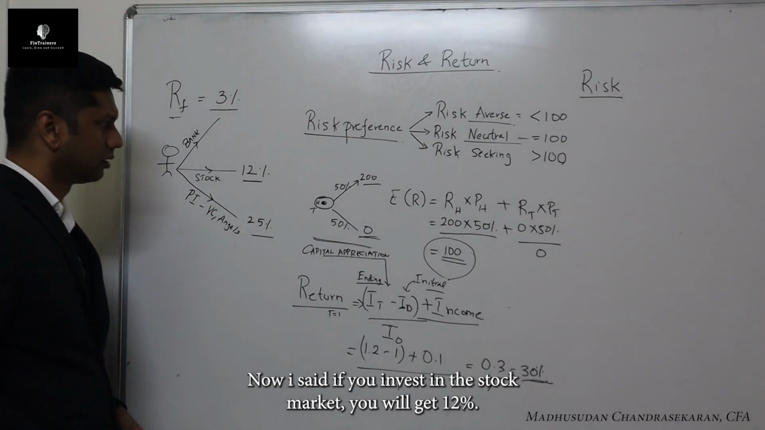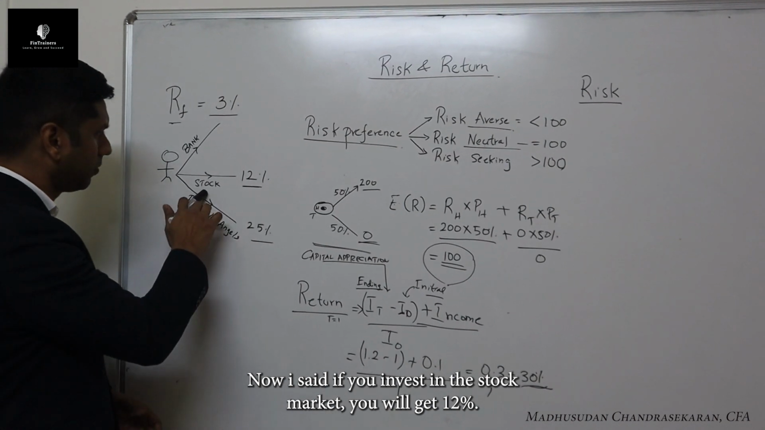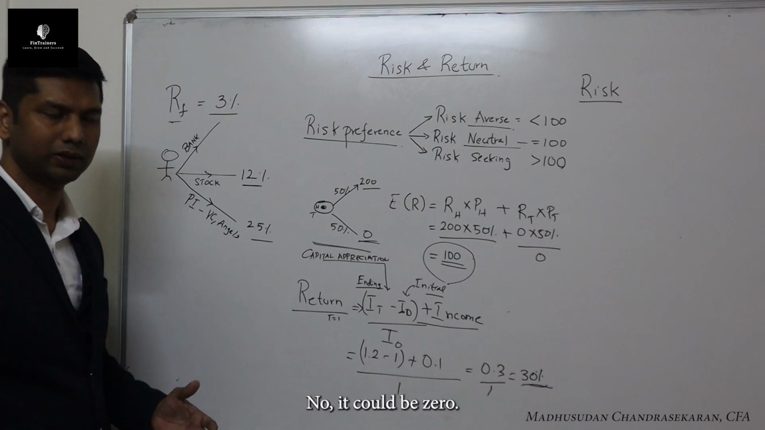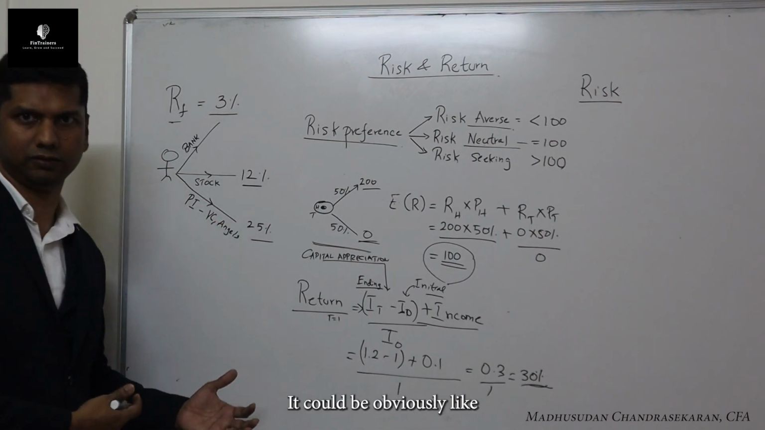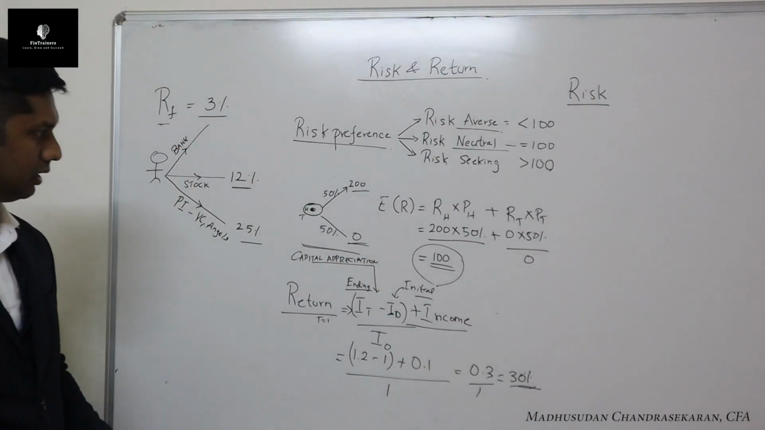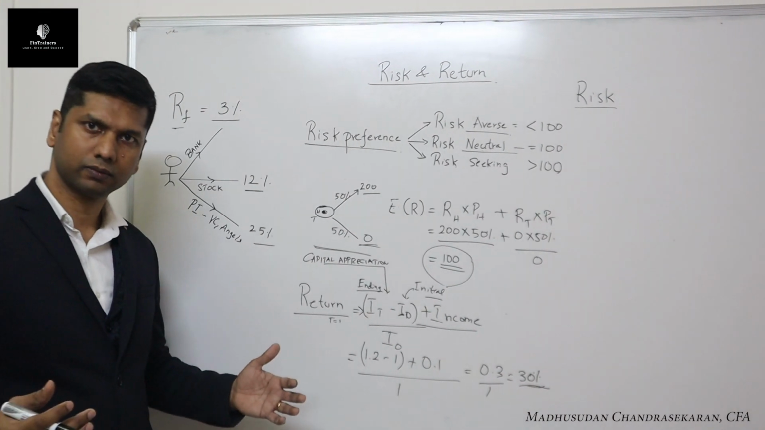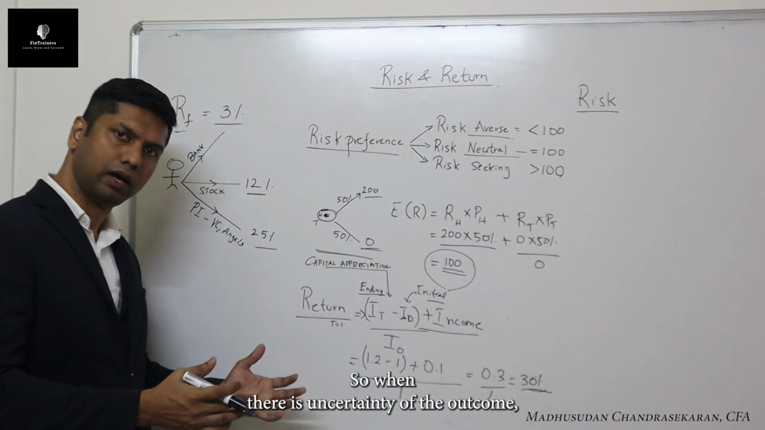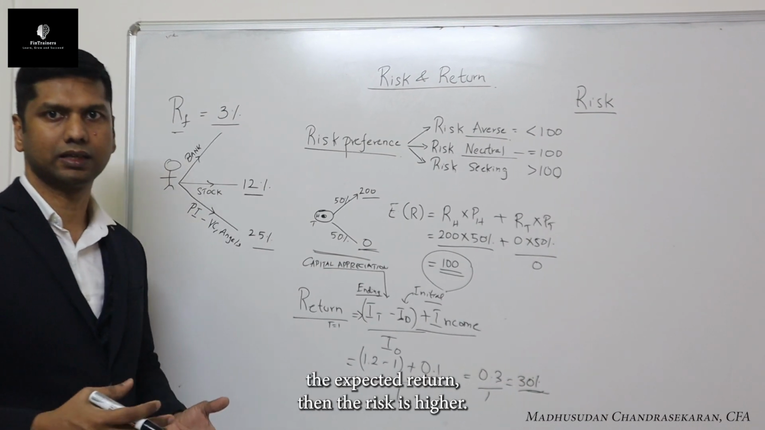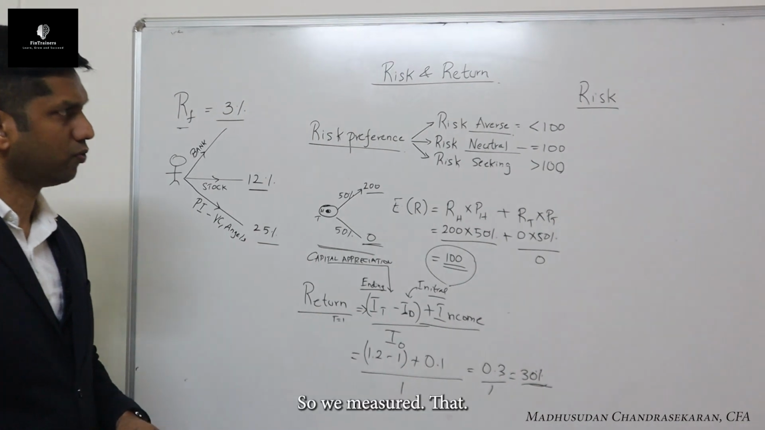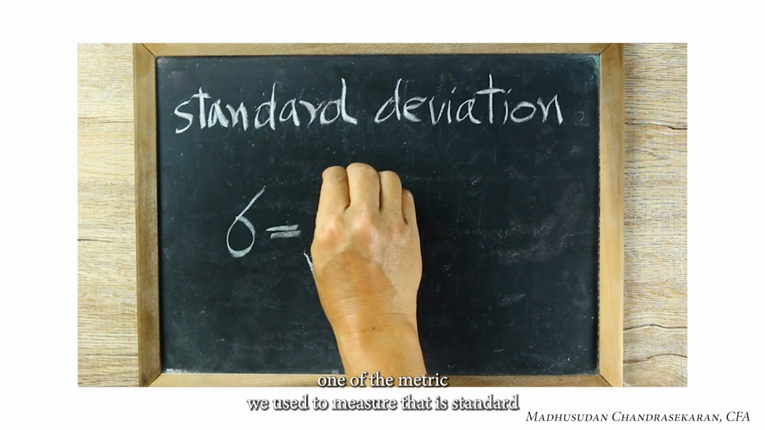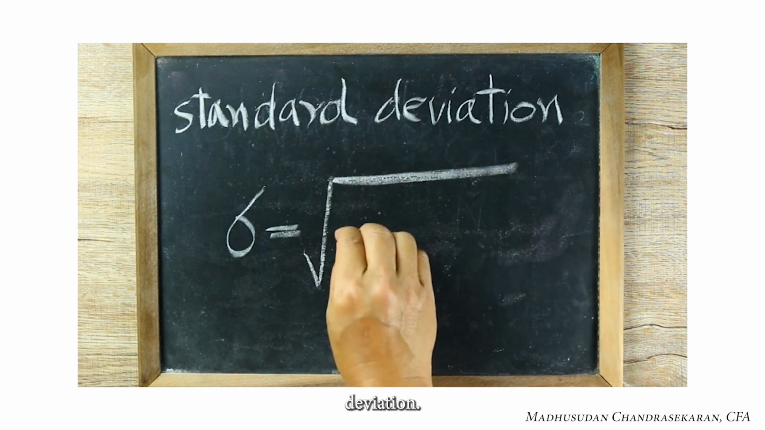Now when I said if you invest in the stock market, you will get 12%, is that certain? No. It could be zero, also it could be negative. It could be, obviously, like in this scenario, higher at 30%. So the returns fluctuate. So when there is uncertainty of the outcome, the expected return, then the risk is higher. So we measure that. One of the metrics we use to measure that is standard deviation.